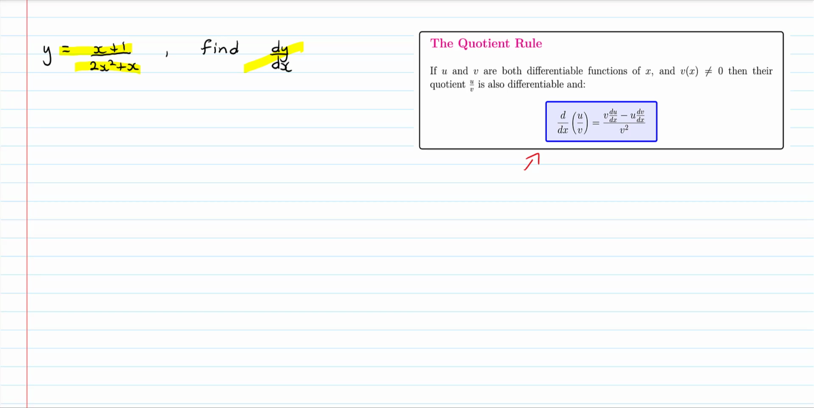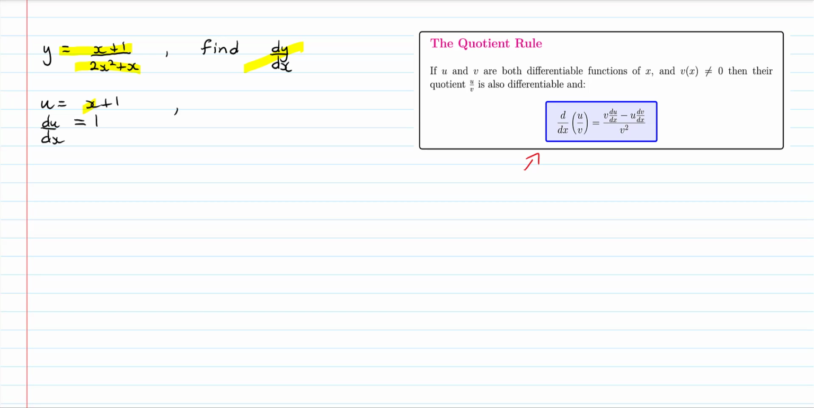So in our function here, our numerator is x plus 1. So if we let u equal x plus 1, then the derivative of u with respect to x is just equal to 1. We just use the power rule there. That's x there. This one here is the same as x to the power of 1. So 1 times x is x, and then take 1 off the power. So we get x to the power of 0, so we just get 1. And the plus 1 there, that's the constant term, and the derivative of any constant is just 0.